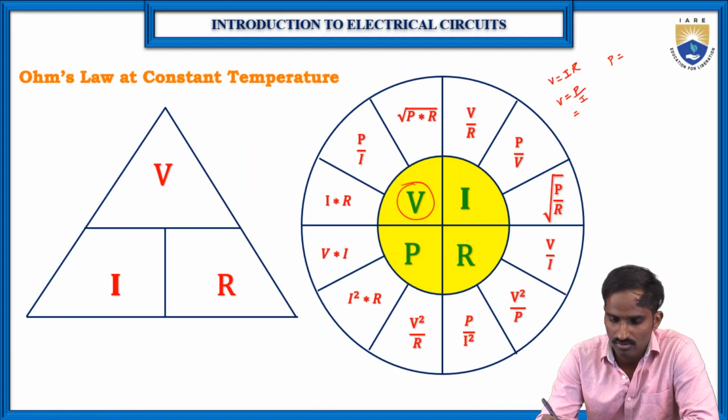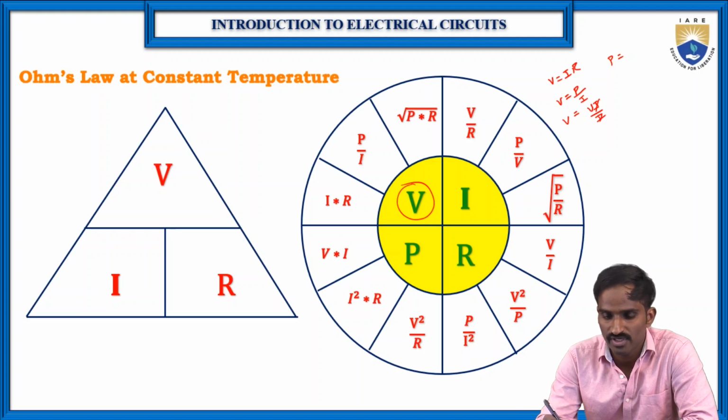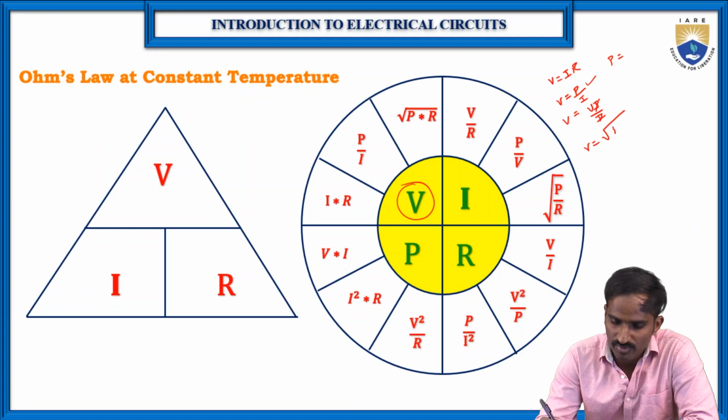P by I. Okay, so here V is equal to P by I, then I gets cancelled, and V is equal to V. So we can also define voltage in terms of power and resistance: V is equal to square root of P into R.